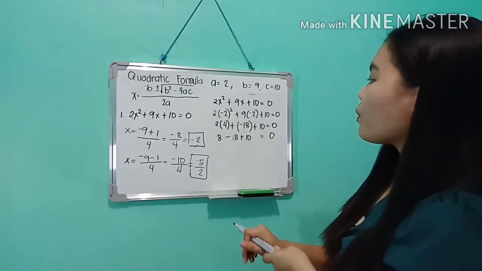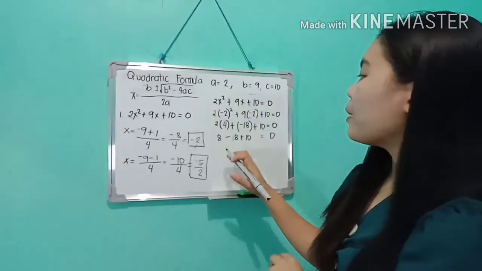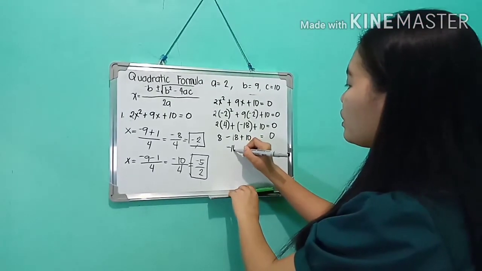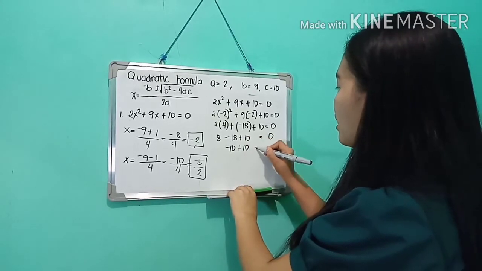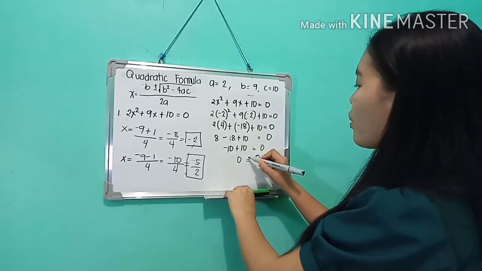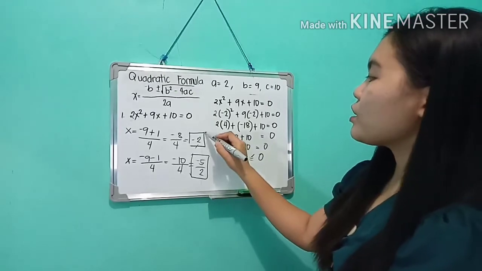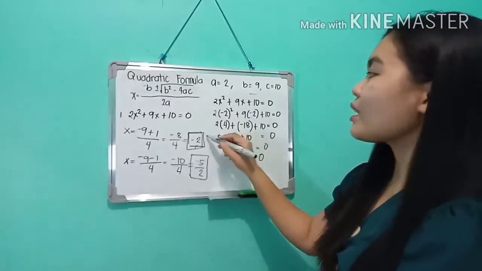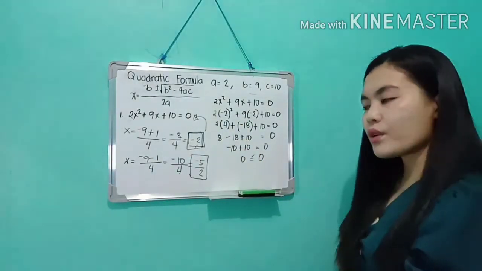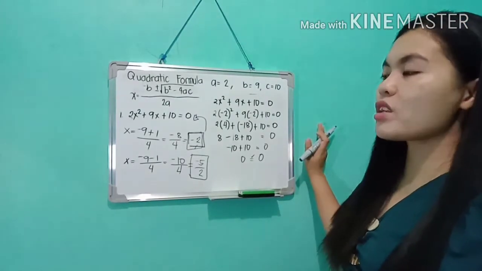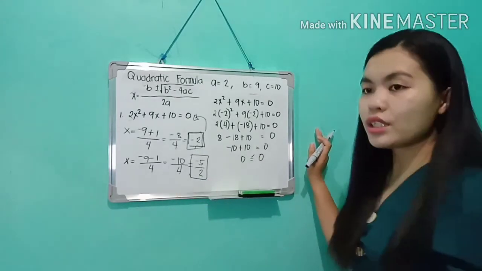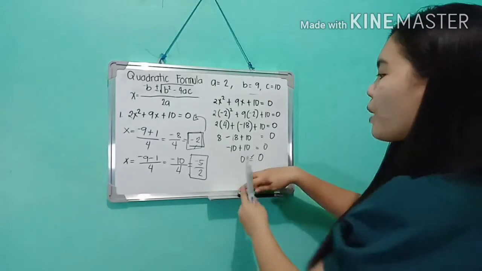Now let's subtract 8 minus 18 to give us -10, plus 10 is equal to 0. -10 plus 10 is equal to 0, which is equal to 0. So it means our value -2 is the value of x that satisfies our equation 2x squared plus 9x plus 10 is equal to 0. This is the process on how to check if your solution or your roots are really the solution for the equation. So let's try another one.